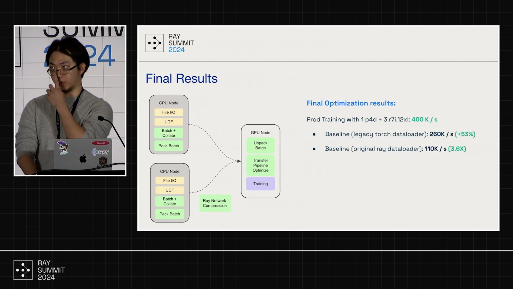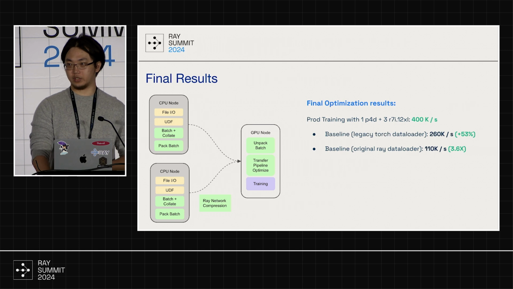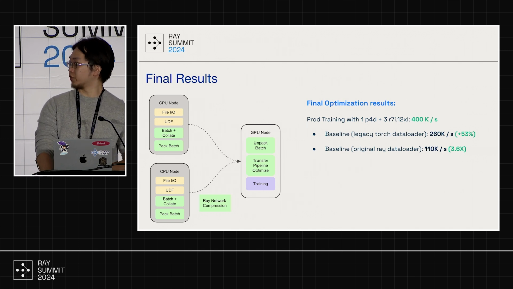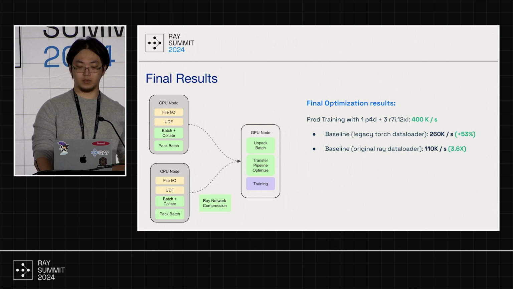So finally, after we apply all of these optimizations with the same compute setup, 1P4D plus our 3R7i, we can actually reach a pretty good throughput of 400K per second. It is 3.6 times more than what we initially had in the initial Ray setup. It is also still 50% more performance than our original Torch data loader setup with sparse tensor and ID-sorted datasets applied.